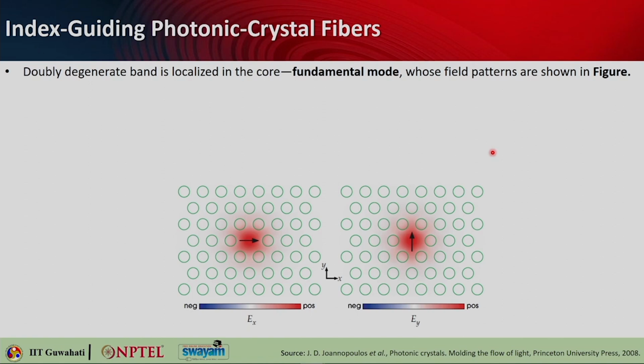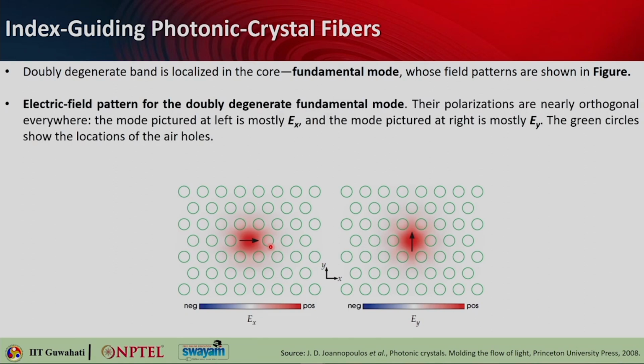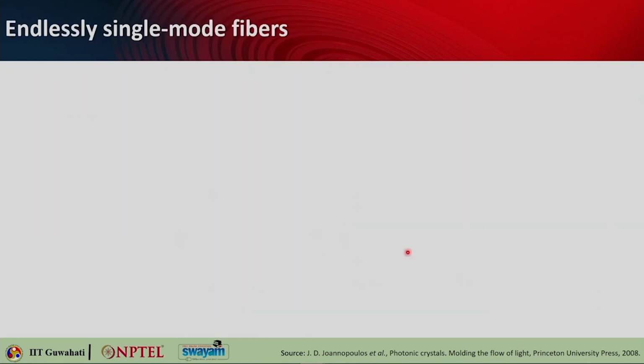So here are two possibilities of the fundamental mode that can be generated in such a fiber. As you can see, one can have this kind of electric field orientation, and the other can have the orthogonal one. So these are basically doubly degenerate fundamental modes. Their polarizations can be nearly orthogonal. In one case it is Ex, in the other case it is Ey.